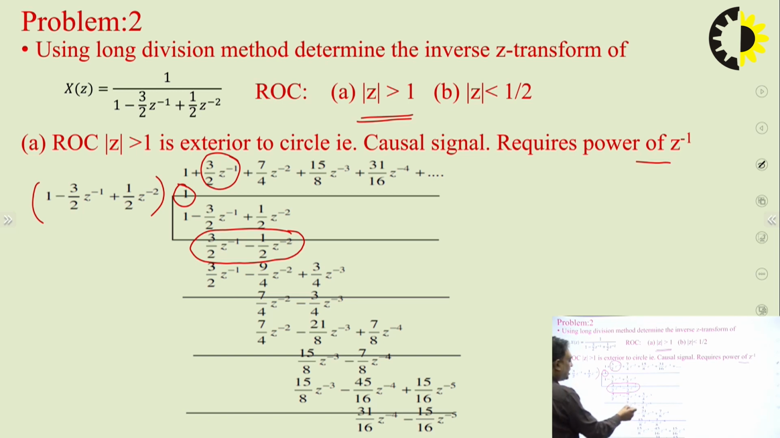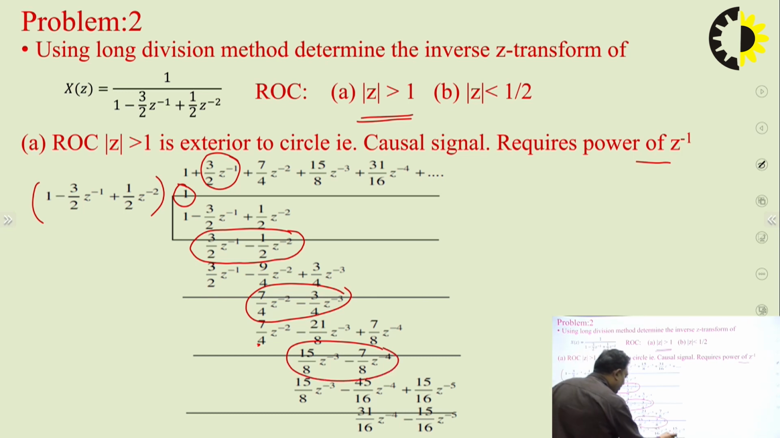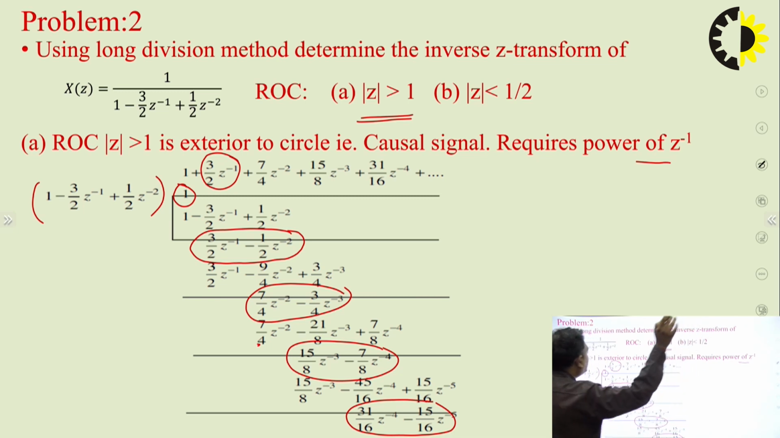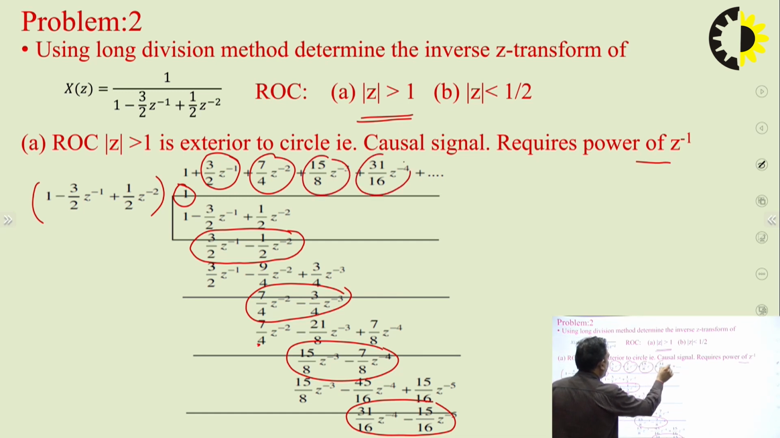Again, it will be cancelled out, then you will get this term. Then according to this term, we will take the value 7 by 4 z to the power minus 2. You will take the plus sign because here is a plus sign, and only when both are plus will it be cancelled out. After it, you will get this term, and later on this term. As you go on, you are getting the negative powers of z. So these are the values of X(z).